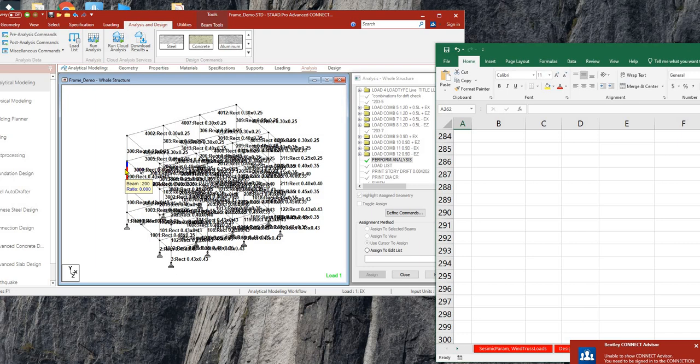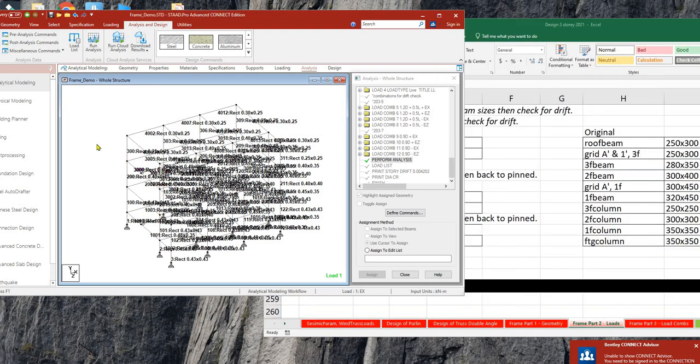Ngayon, ang gagawin ni STAAD, hahanapin niya yung pinakamalaking AS based on your axial loads tsaka moments. Okay? So, yun ang importante. Hahanapin niya yung pinakamalaking AS. So, that ends part 2 of our STAAD.